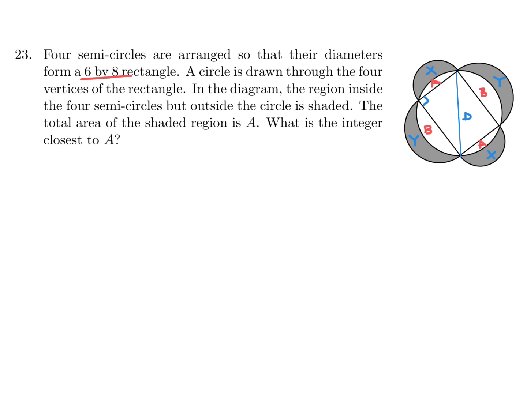So the first step is let's try to figure out what D is. D squared using Pythagoras would be 8 squared plus 6 squared, right? Because it's a 6 by 8 rectangle. Those are the dimensions of the rectangle. Solving for D, you will get 10. And therefore, the radius of that circle would be 5. Okay?